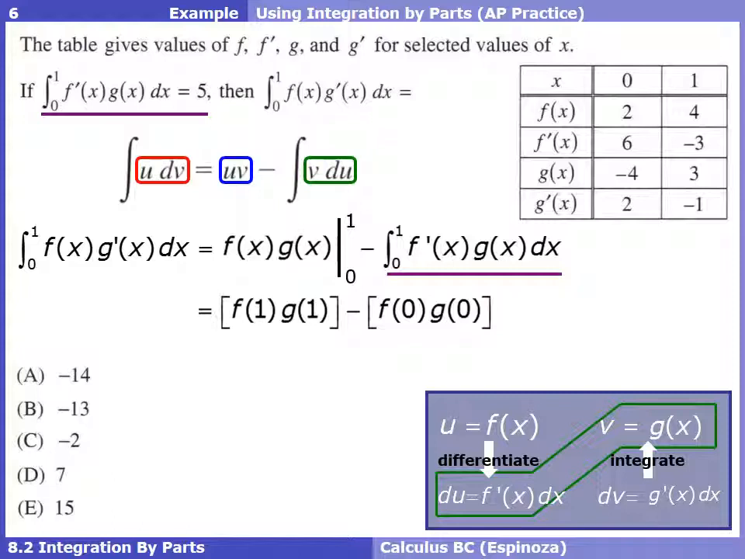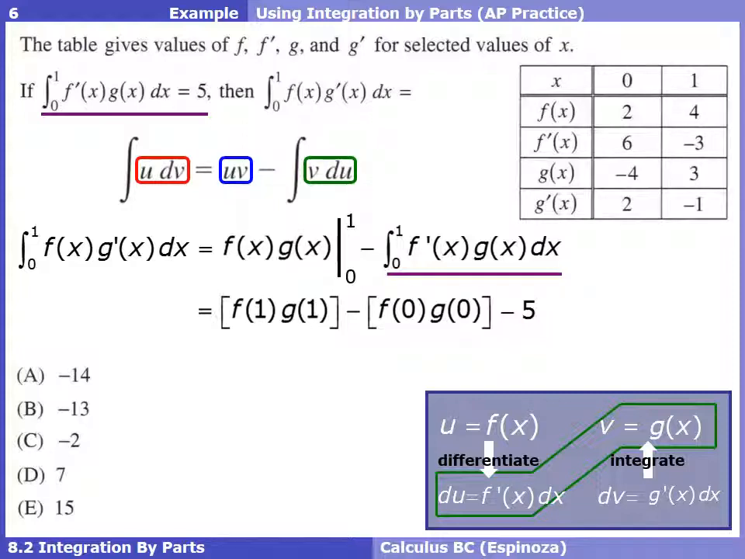We need to take the bottom bound of 0 and plug it in, so that'll be f of 0 times g of 0. And again, we need to subtract because of the fundamental theorem of calculus. And like we said a second ago, this whole part underlined in purple here just becomes 5, since that's what they tell us from above.